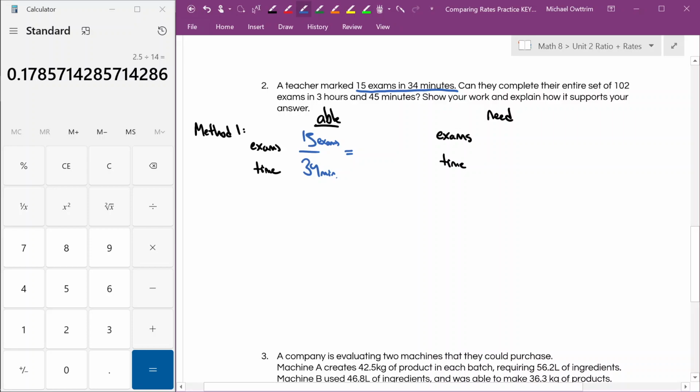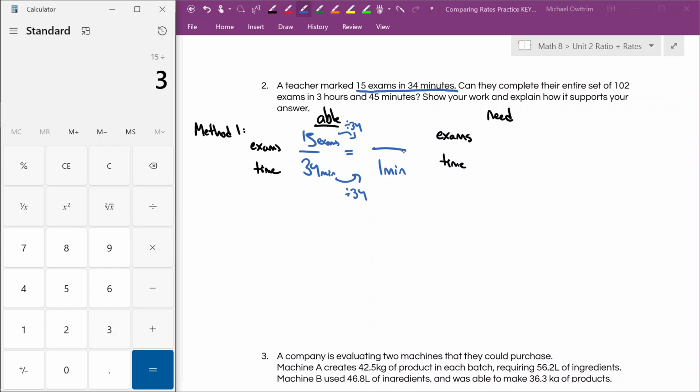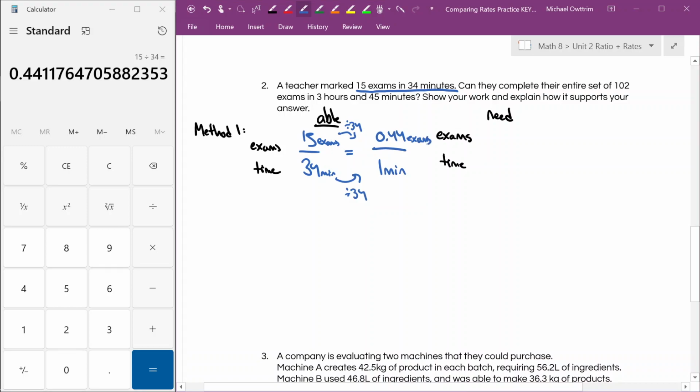And we'll go ahead and divide by the bottom number there. And in 1 minute then, we are doing 15 divided by 34, gives us 0.44 exams. And then in what we need to do, 102 exams in 3 hours and 45 minutes. So 102 exams, and then 45 minutes is 3/4 of an hour, so 3.75 hours.